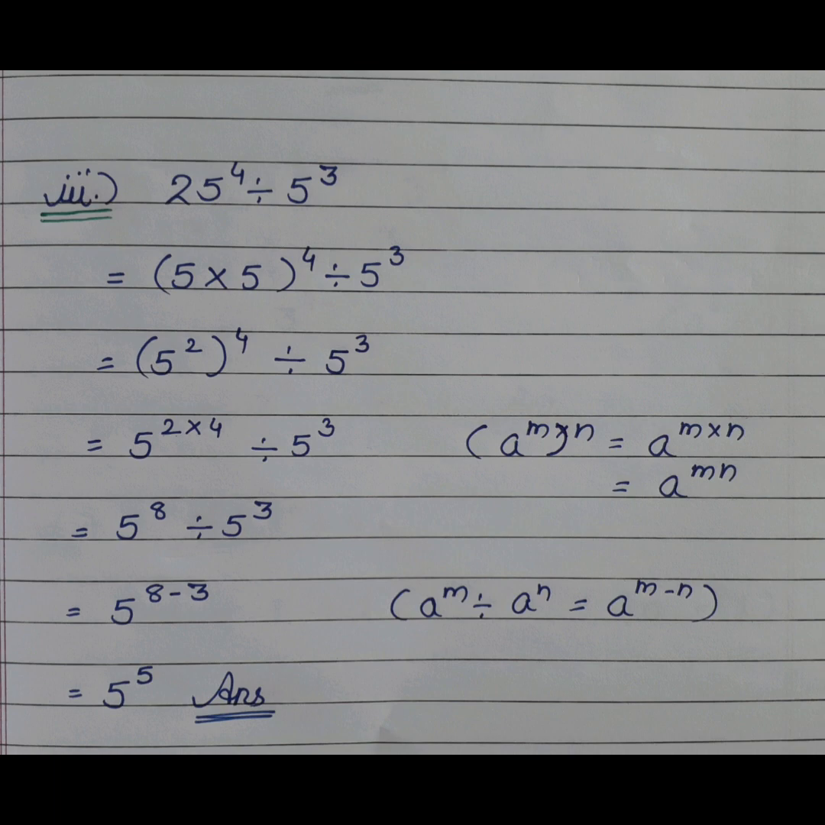And then as it is division, the same bases, we will write it as 5 to the power 8 minus 3. It will become 5 to the power 5. And children, accordingly we are going to do the rest of the questions while applying the law of exponents. So let's see the next question.